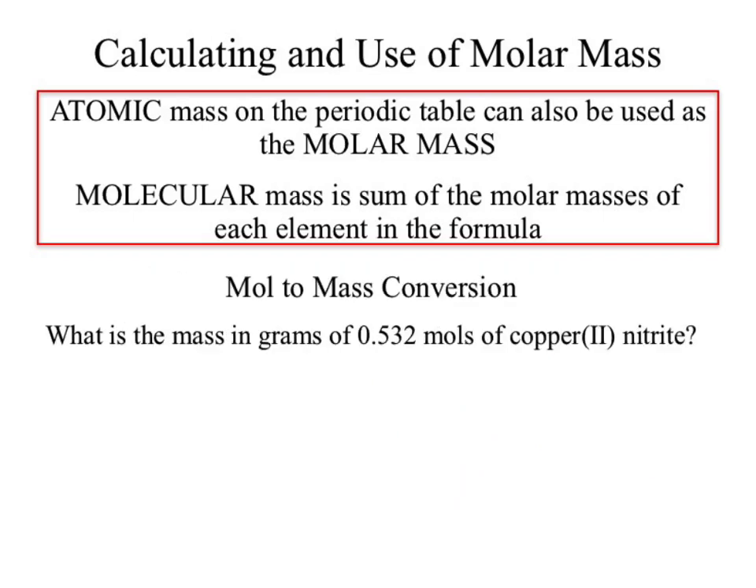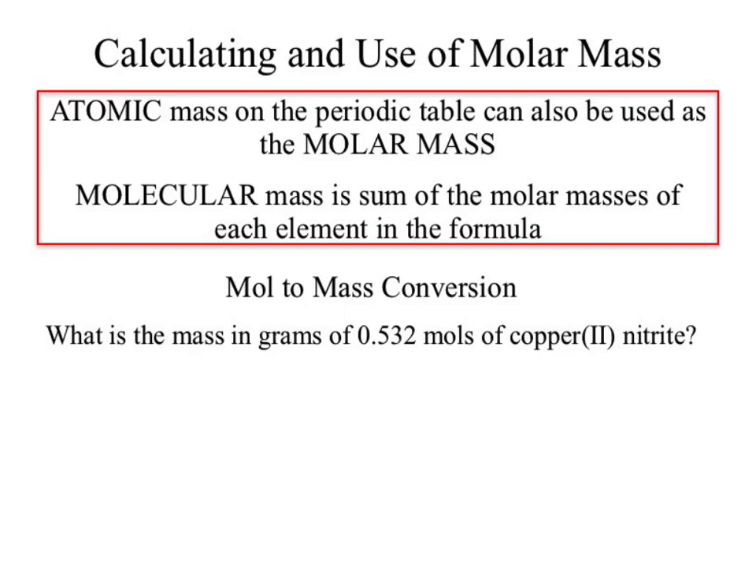What is the mass in grams of 0.532 moles of copper 2 nitrite? Notice in the last question, we didn't have to do any fancy conversions. We just added things up. Theoretically, we could have added a whole bunch of extra conversions in that, but we just assumed those conversions were fine.